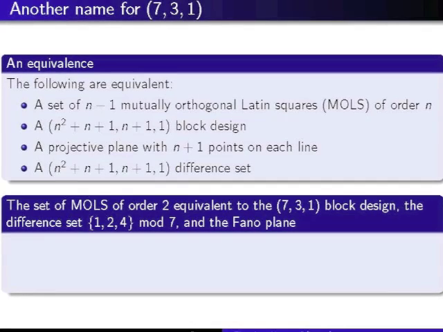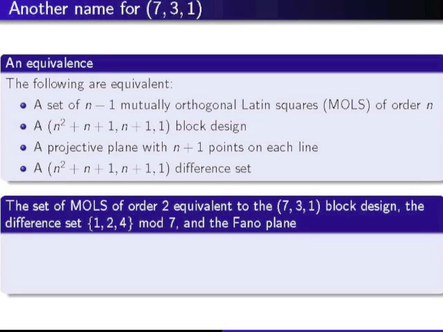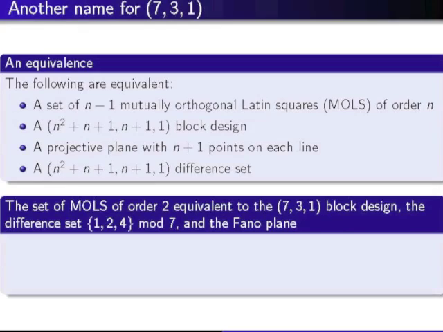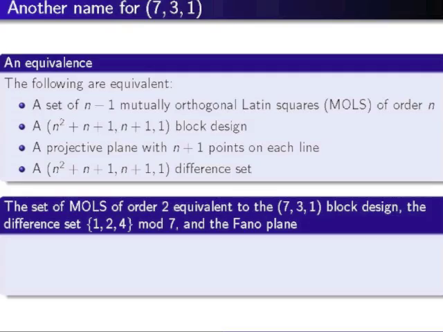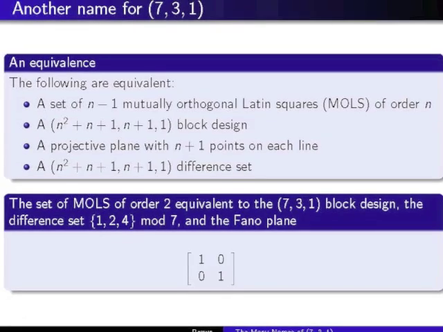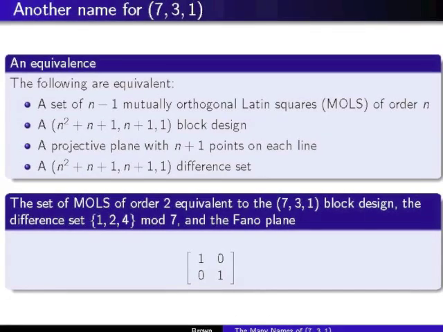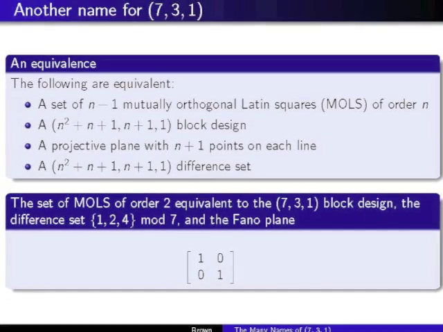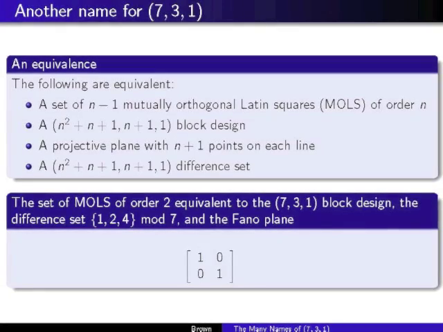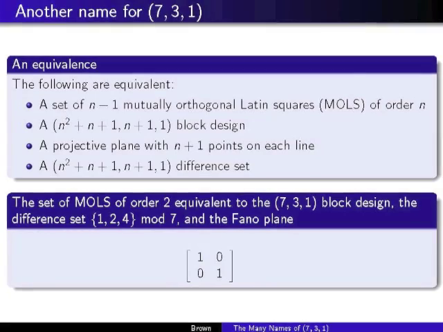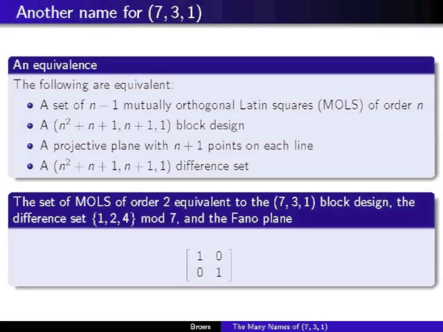And now, for the first time on stage, the set of mutually orthogonal Latin squares of order 2, equivalent to the 731 block design and all those other guys. You ready for this? There it is. It's the identity matrix. Because there aren't any 2. It's the set of 1 orthogonal Latin square mod 2. Okay. Well, that was fun. Let's see, what other mischief can we create?